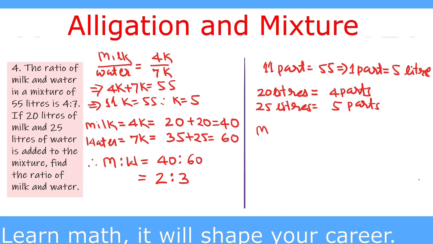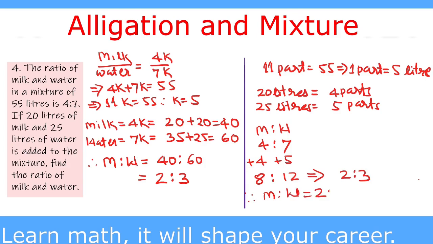Initially we had milk to water 4 to 7. Now 20 liters is 4 parts, so we add 4 to the milk, and we add 25 liters equal to 5 parts, so we add 5 to the water part. So 4 plus 4 is 8 and 7 plus 5 is 12. So this becomes 8 to 12, giving it as 2 to 3. Thus, milk to water equal to 2 to 3. This way we can solve this question by the shortcut method.